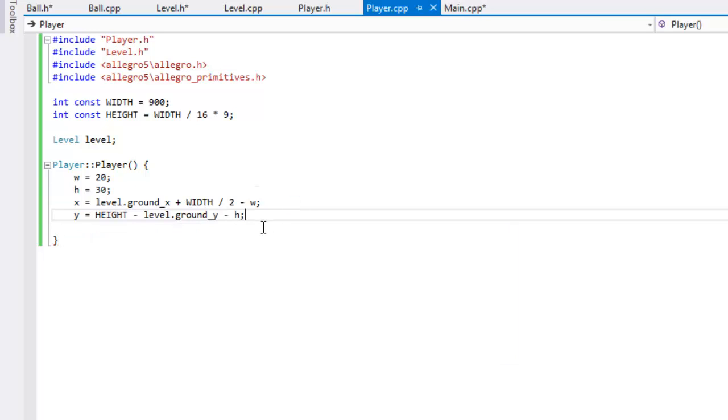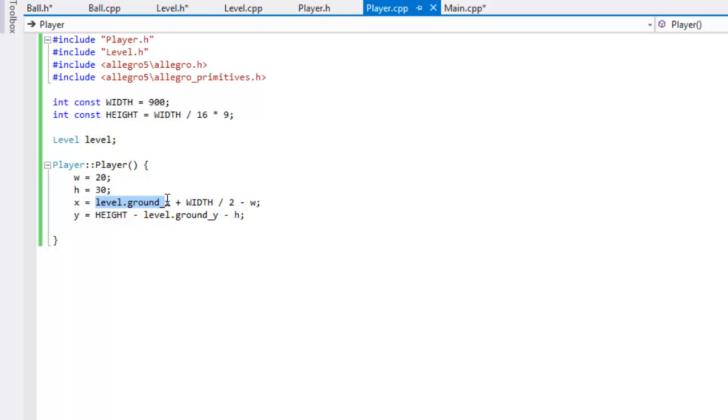I mean, this default constructor for player isn't actually going to be used, but it will be used if something completely goes awry. So these aren't really even that relevant, but X and Y is where it's going to be rendered.